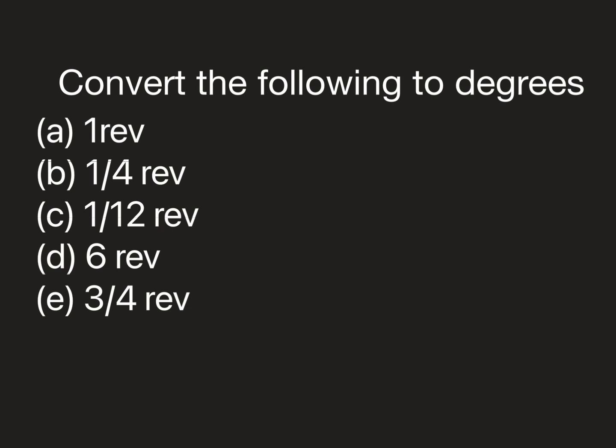Moving on, the question reads, convert the following to degrees. So we are given the angular displacements in revolutions and we have to convert to degrees. The first question, A, is simple. We know that 1 revolution is equal to 360 degrees. Moving on to question B.